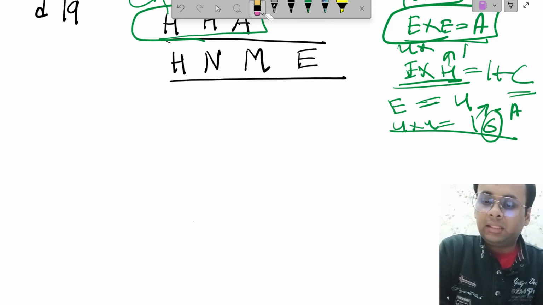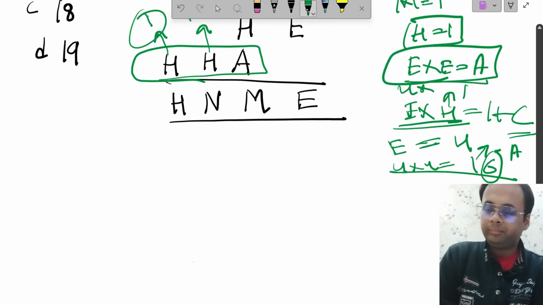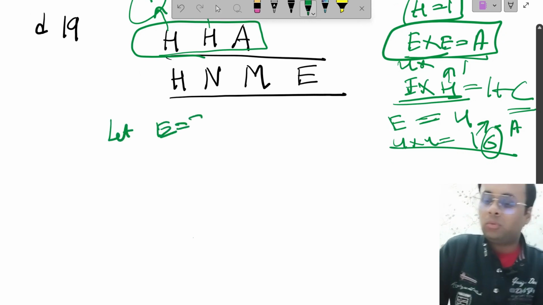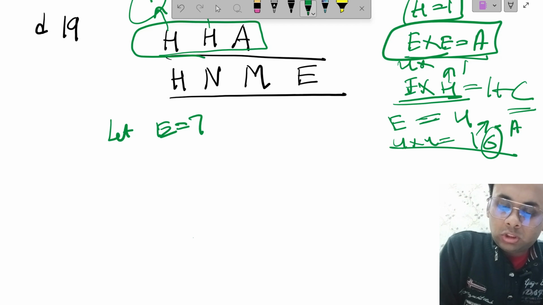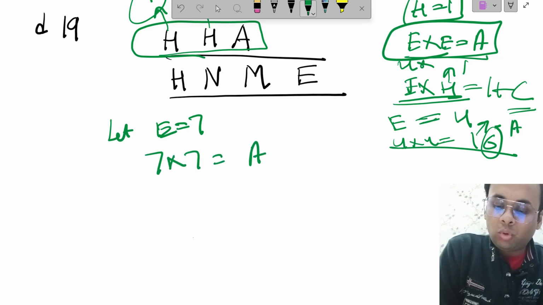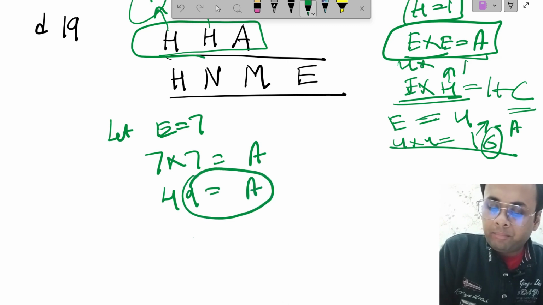Let me just say that e is maybe 7. Let me just say that e is equal to 7. So let us see now. 7 into 7, which is e into e, is a, that is 49 is equal to a, and it means a is 9, while 4 will be the carry here.